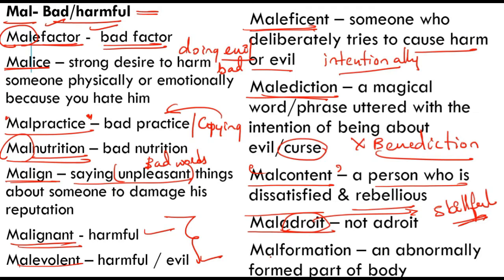Next one, malformation. Malformation means an abnormally formed part of body. Okay, an abnormally formed part of body. The fingers are not normal. They look absolutely abnormal. Something which usually doesn't happen to most of the people. That's exactly what is called malformation.